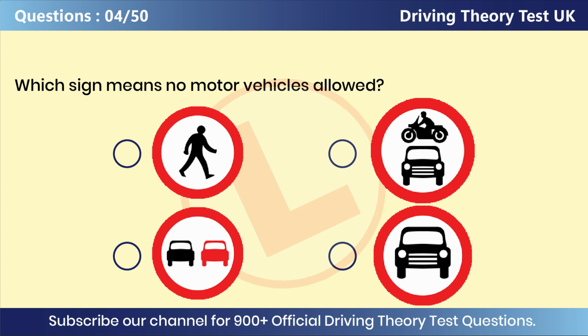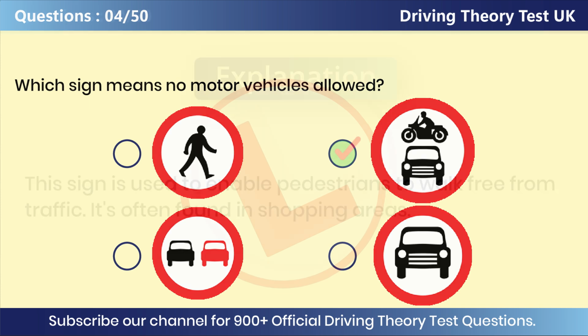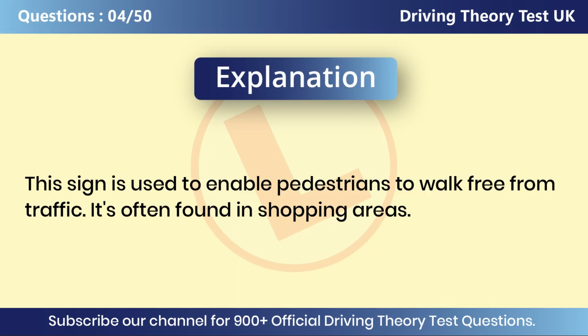Question 4. Which sign means no motor vehicles allowed? B. This sign is used to enable pedestrians to walk free from traffic. It's often found in shopping areas.